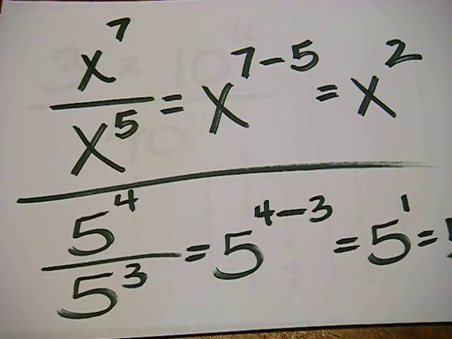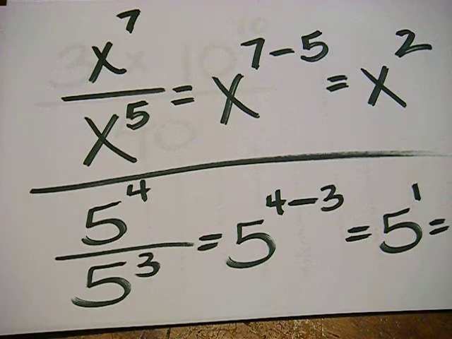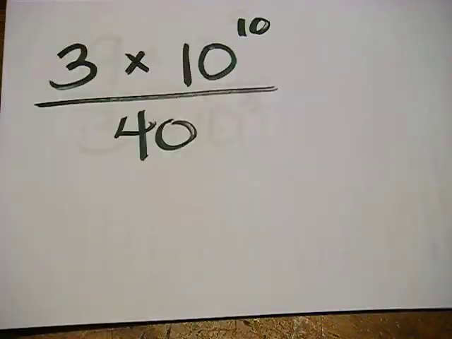If you saw this in variables, you would have x to the 7th divided by x to the 5th, which would equal x to the 7 minus 5, or x squared. In numbers, you could have 5 to the 4th divided by 5 cubed, which would be 5 to the 4 minus 3, which is 5 to the 1, or simply 5.